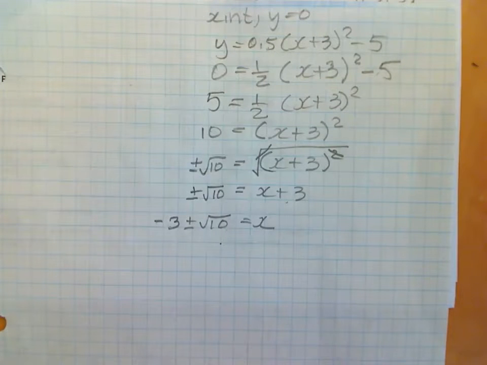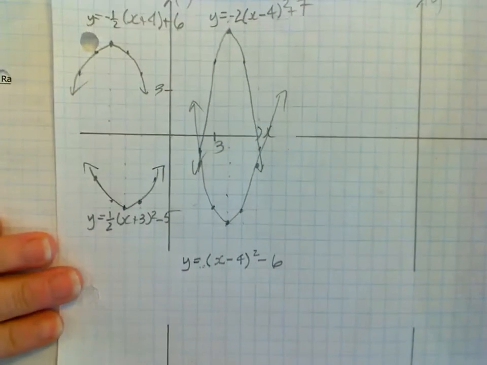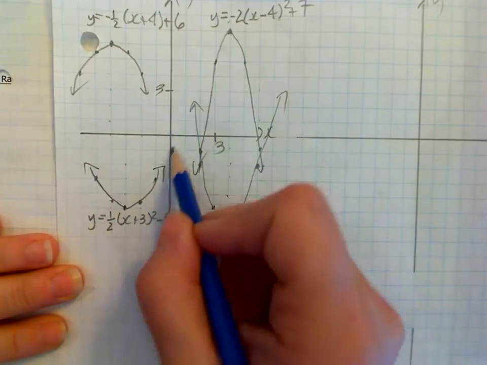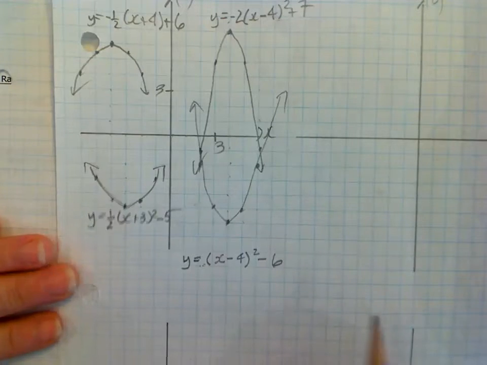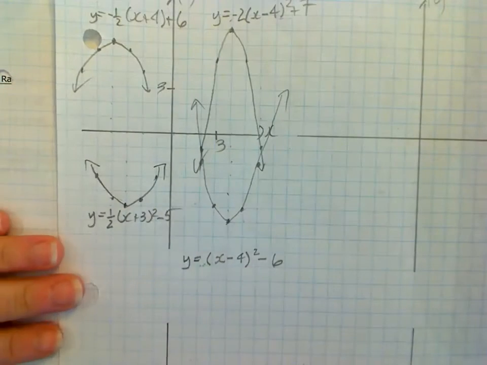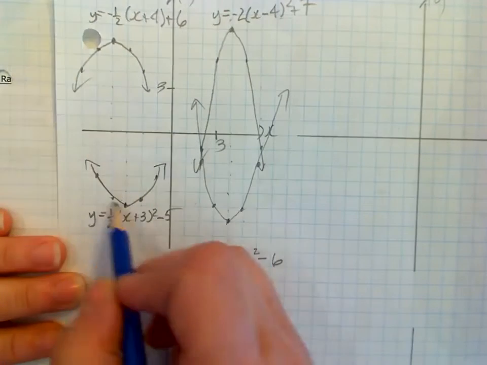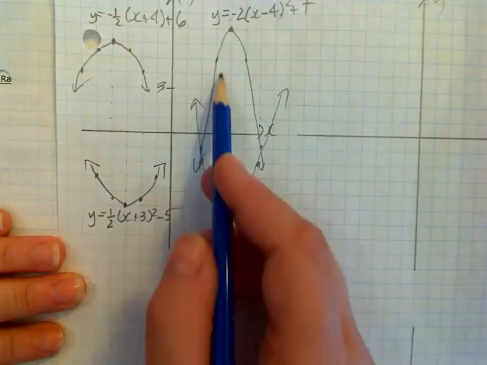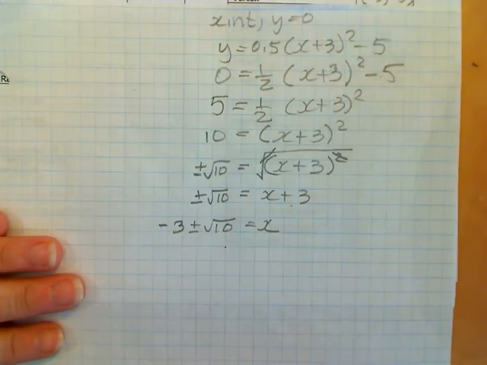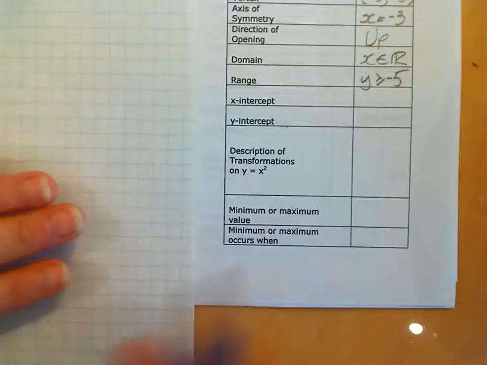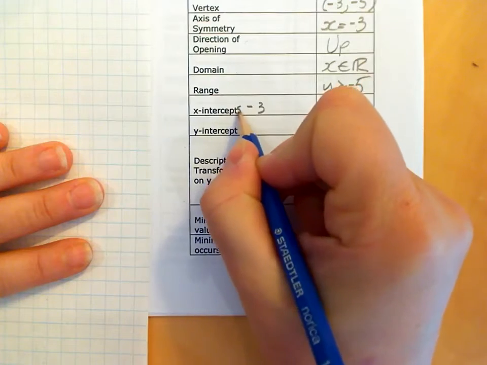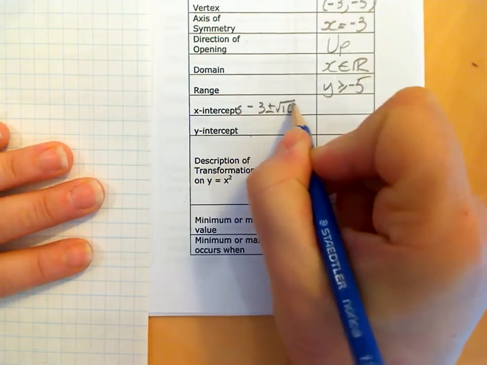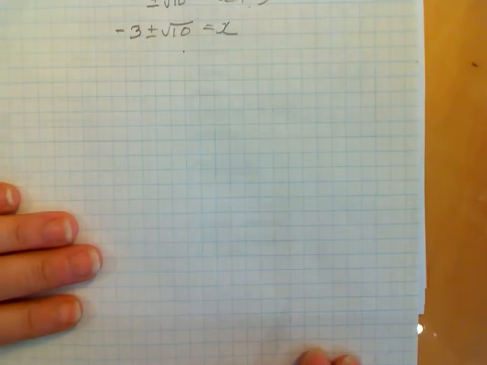And I know that I'm going to have two values because when I look at this graph that I graphed earlier, which is right here, I can see that I'm going to cut my x-axis in two places. This is eventually going to cut it there and there. Now my y-axis I'm only going to cut once, so I know I'm going to have only one y-intercept. So let's write that down. First I'll just write this here, that my x-intercepts are minus 3 plus or minus root 10.